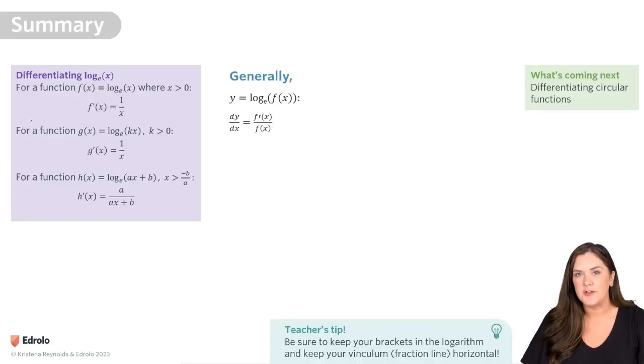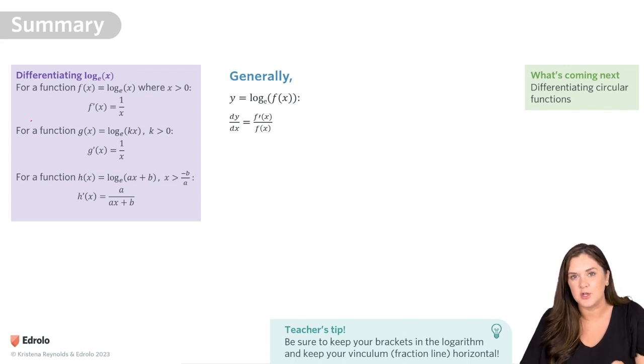Before we move on to the next video on differentiating circular functions, I just wanted to highlight a quick tip. We had some feedback from the examiners from last year's exam, and one thing they have said to remind our students is that you need to make sure you keep the brackets in your logarithms and keep your vinculum, so the fraction line, straight or horizontal. There were a lot of mix-ups there and a lot of mistakes made without using brackets, and they found it very difficult to determine what their students were trying to say.